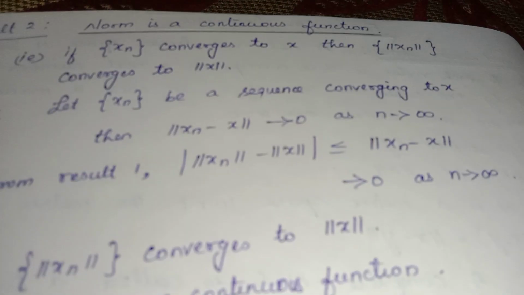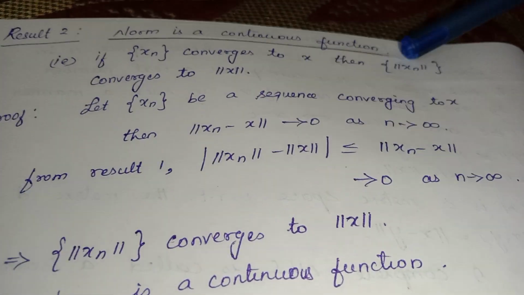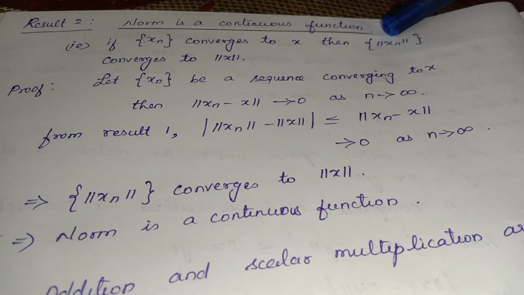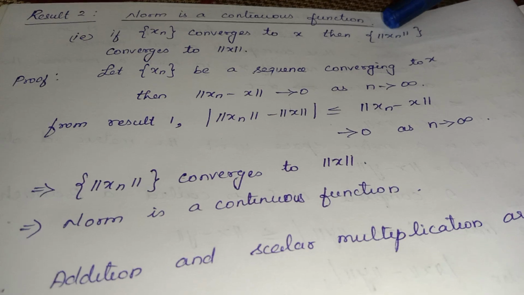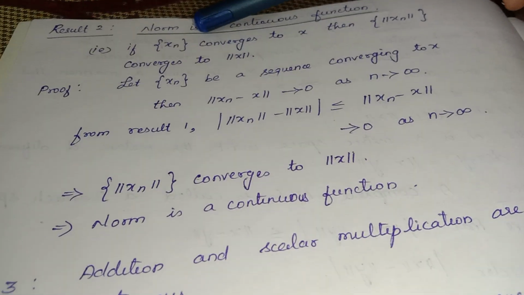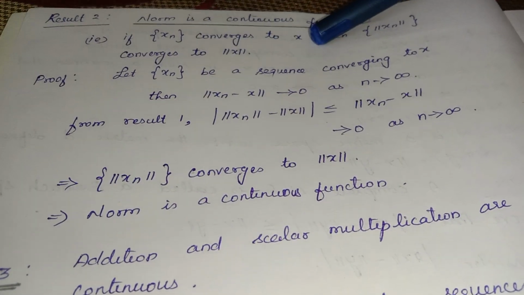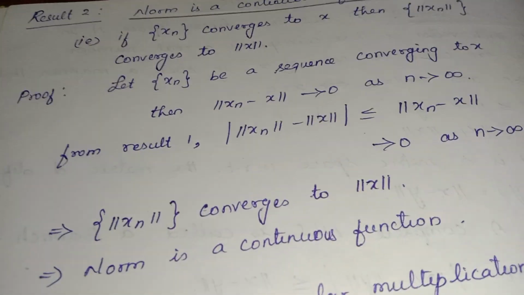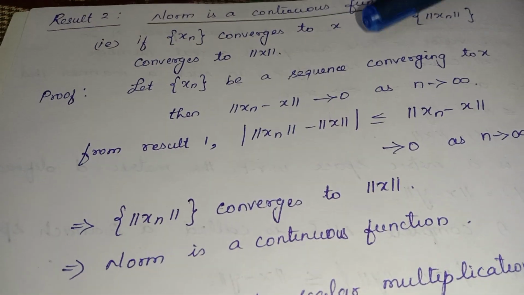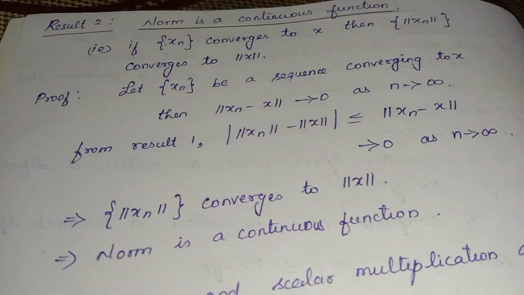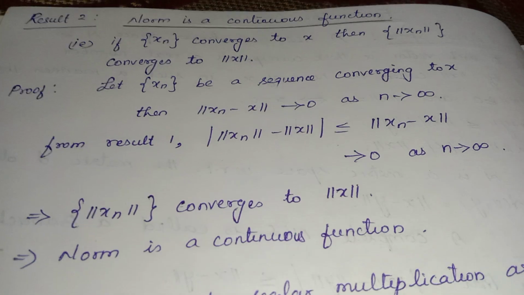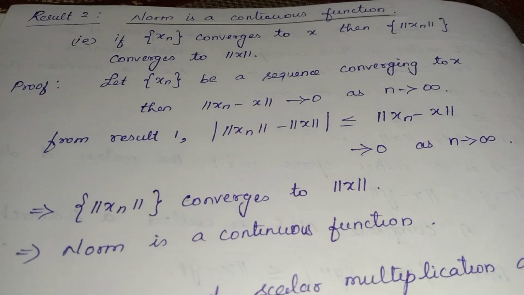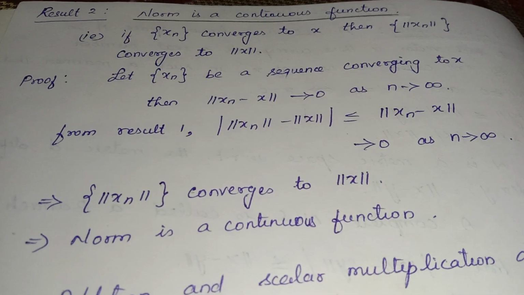The next one is that the norm is a continuous function. If you take a normed linear space, it is provided with a norm, and that norm is a continuous function. That means if you take a sequence xn which converges to x, then norm xn is another sequence, and that sequence will converge to norm x. This property is what we call the norm being a continuous function: whenever a sequence xn converges to x, the sequence norm xn converges to norm x.